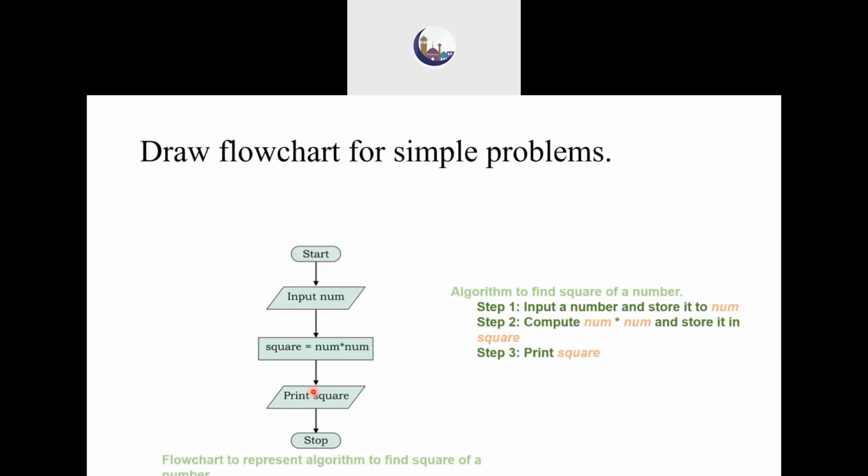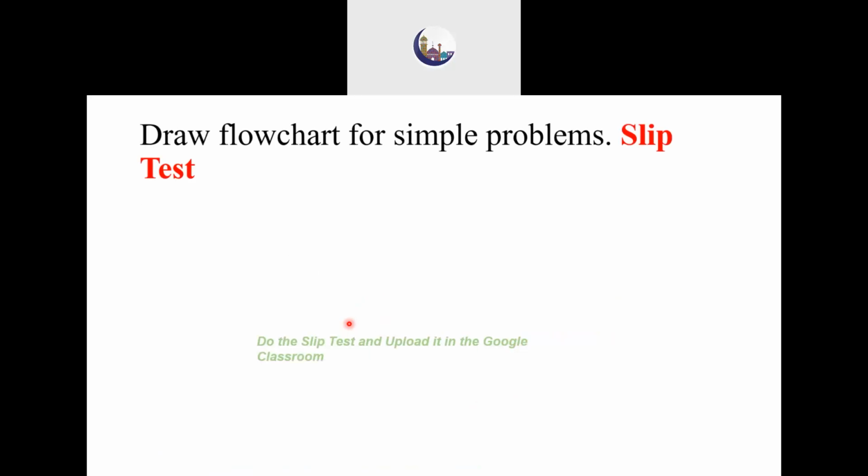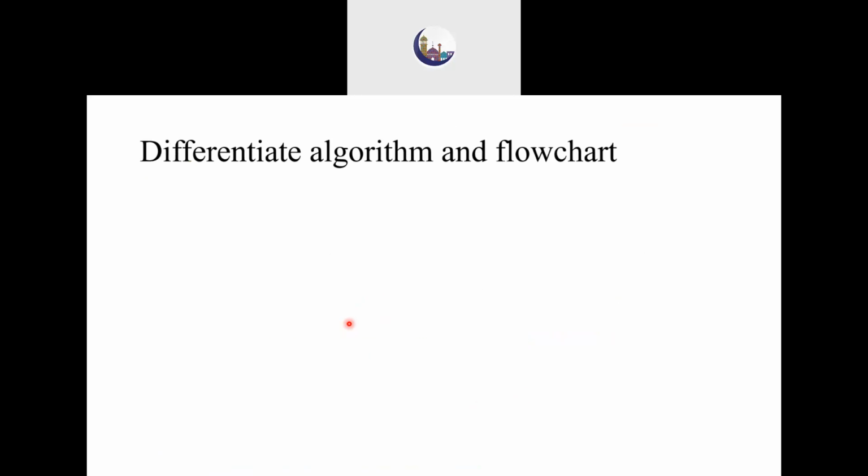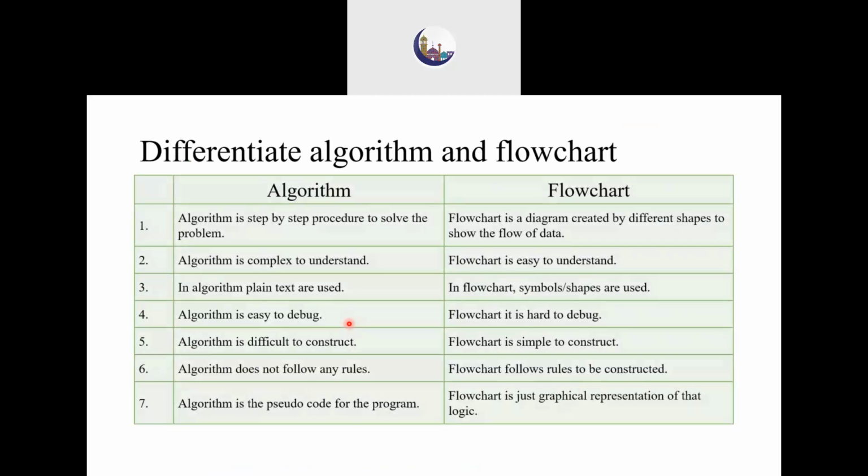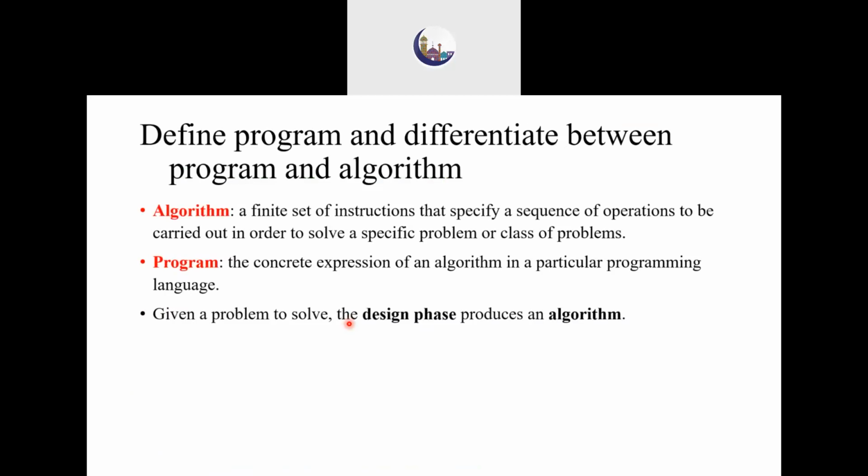Here is a sample representation of what we did earlier as an algorithm for calculating square. I have given you a flowchart here. Now, we have seen the difference between an algorithm and a flowchart. And after that, we are going to start today's actual topic.